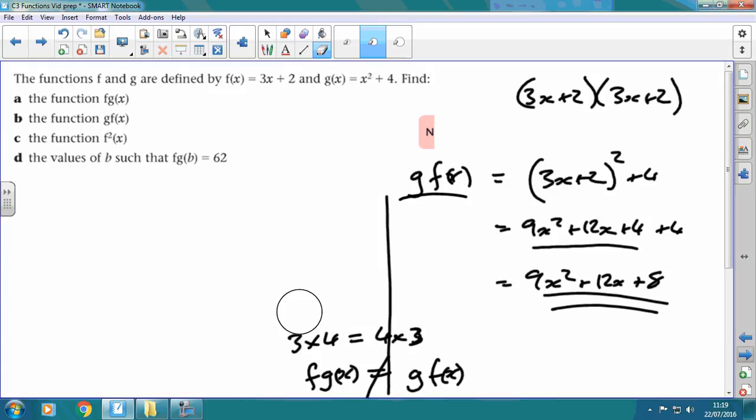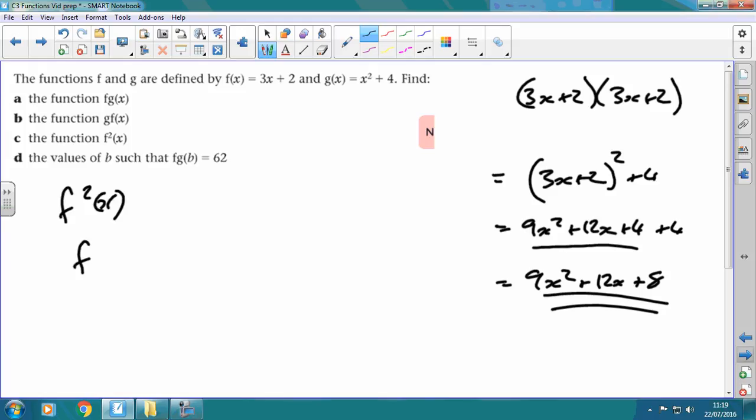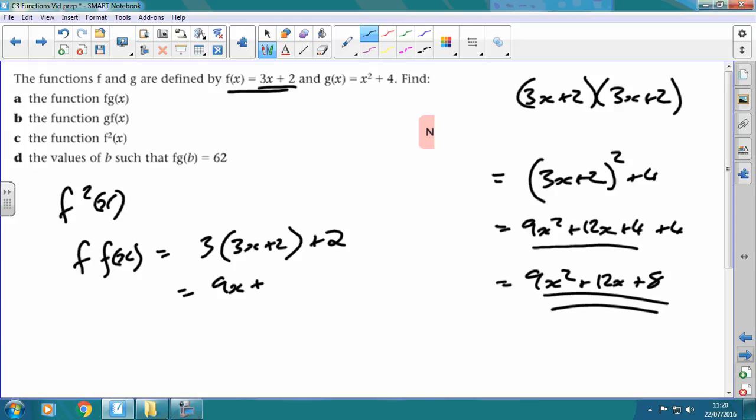So now we've got f squared x. f squared x simply means f of f of x. So we've got a function of x here, which is 3x plus 2. We're going to substitute 3x plus 2 into 3x plus 2. So it's going to be 3 lots of our x, which we know is that one. Then we add 2. So it's going to be 9x plus 6 plus 2, which equals 9x plus 8.